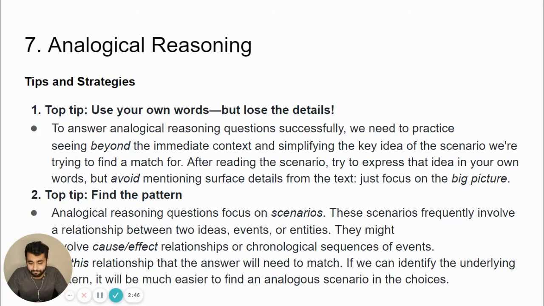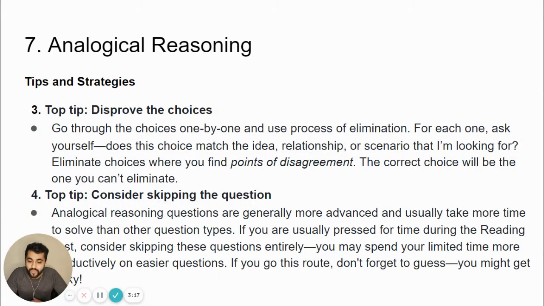Number two, top tip. Analogical reasoning questions focus on scenarios. These scenarios frequently involve a relationship between two ideas, events, or entities. They might involve cause and effect relationships or a chronological sequence of events. This is the relationship that the answer will need to match. If we can identify the underlying pattern, it will be much easier for us to find an analogous scenario in the choices.